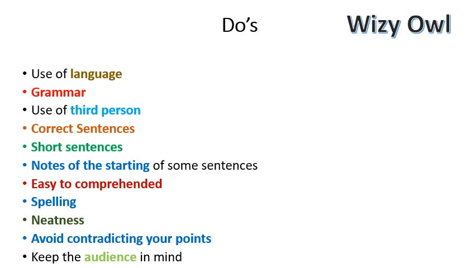Do's: use correct language, grammar. Use of third person is preferred. Use correct brief sentences. Beginning of certain sentences can be studied and prepared thoroughly so that you don't think for it at that moment. And sentences need to be easy to comprehend. Neatness, spelling, avoid contradicting your points.